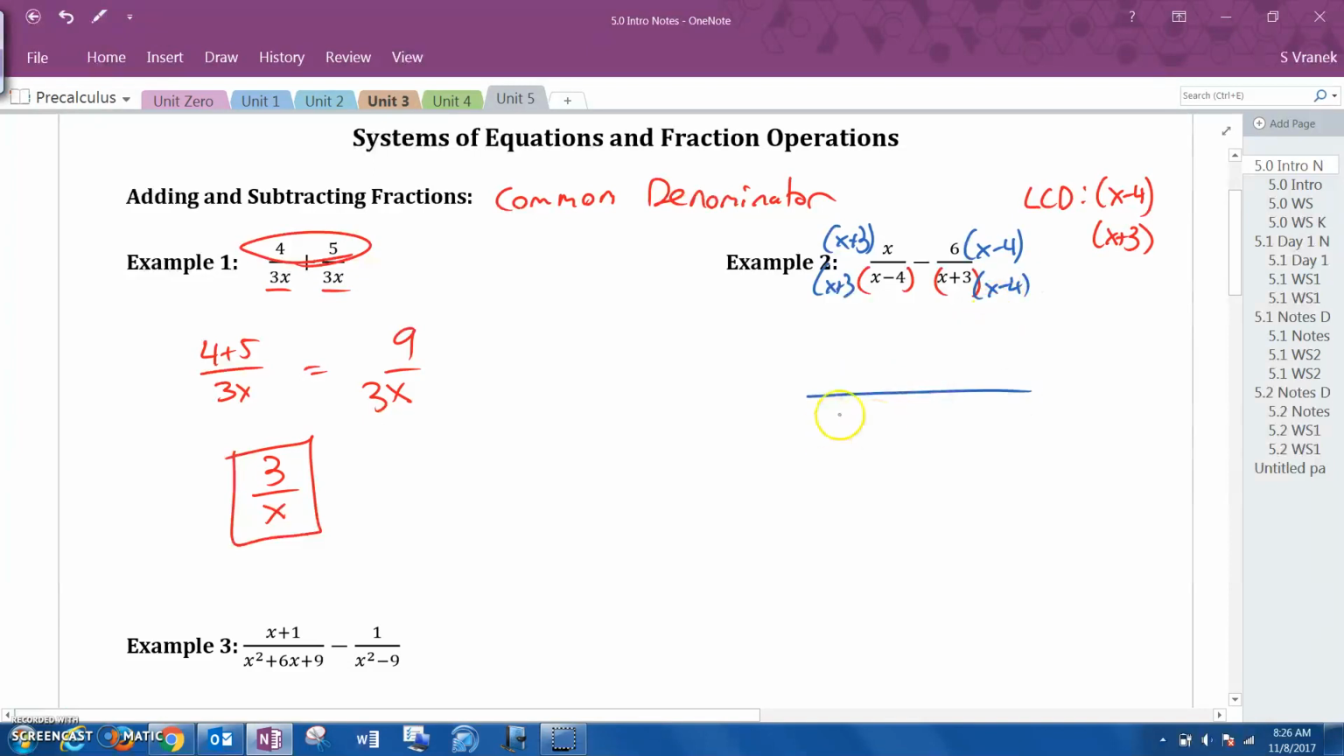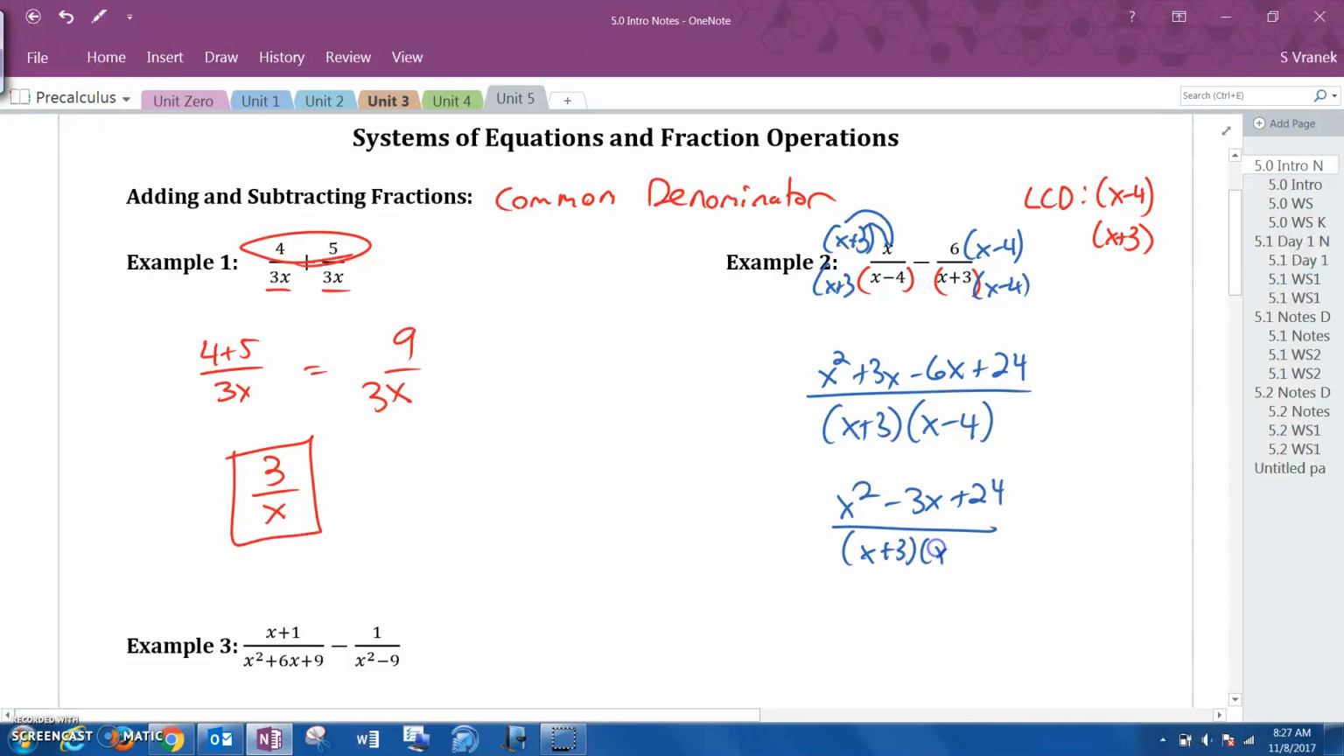So now my denominator is x plus 3 and x minus 4. The top, if I multiply x to these things, I get x squared plus 3x minus 6x. And be careful because there's a minus sign. You're subtracting both things. This is a minus 24, so that's actually a plus 24. Alright, and then you just simplify. We get x squared minus 3x plus 24, all over x plus 3, x minus 4. And that's our final answer.